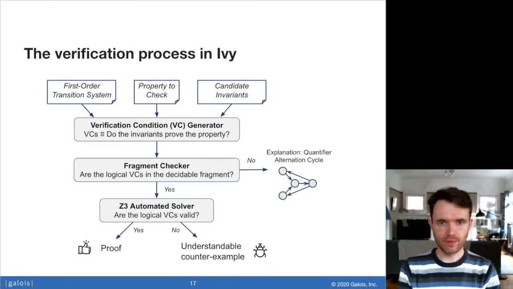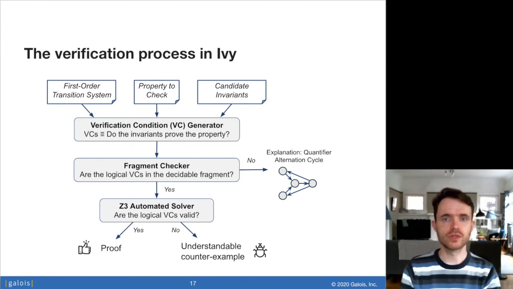Here's a diagram of the verification process in Ivy. The key here is that at each step of verifying a system, Ivy provides informative outputs. The ingredients used to make a proof are the transition system, the property to check, and the candidate inductive invariants. These all feed into Ivy's generator, which constructs a set of verification conditions. If these conditions hold, then the invariants suffice to establish the property we care about.